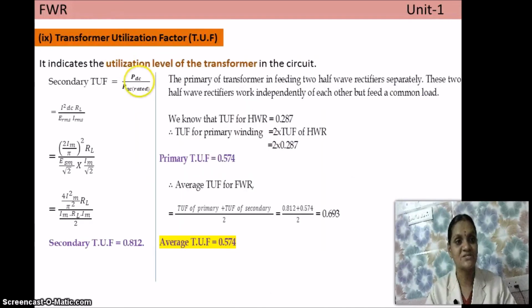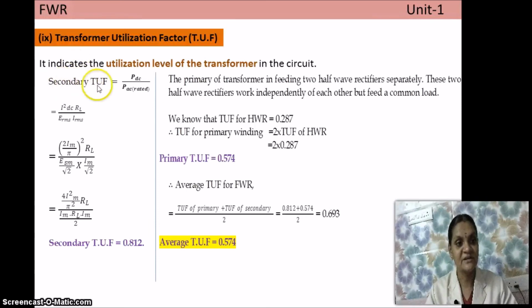And the next one is transformer utilization factor, TUF. So here the way of calculating TUF is somewhat different compared to half wave rectifier. Here we have to calculate separately for the primary winding and separately for the secondary winding. First we will consider the secondary winding. So in the secondary winding, the current flowing through the circuit is DC current, because after passing through the diode and then load resistance RL, only then is it coming to the secondary windings.